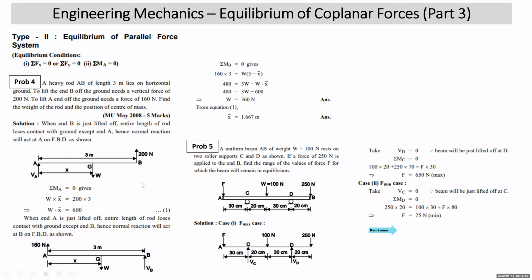We move to the next sum. This is problem number 4. A heavy rod AB of length 3 meters lies on the horizontal ground. To lift the end B off the ground needs a vertical force of 200 Newton. To lift end A off the ground needs a force of 160 Newton. Find the weight of the rod and position of its center of mass.